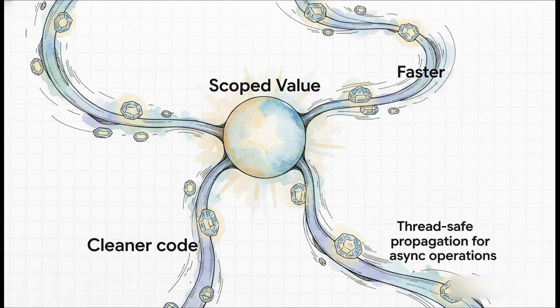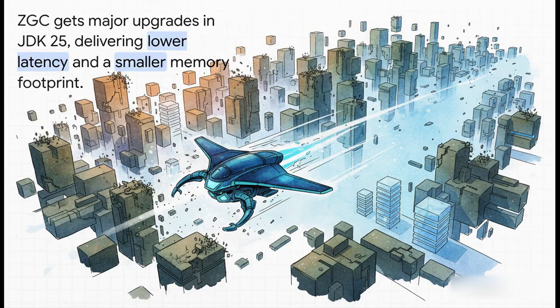Simple. For one, they're just faster. They also lead to cleaner, much more readable code. But the real kicker? They propagate data immutably and safely across all your async operations. And that is absolutely essential if you're trying to build robust, modern concurrent apps. Okay, for anyone out there running big, latency-sensitive applications, I'm looking at you, cloud deployments.